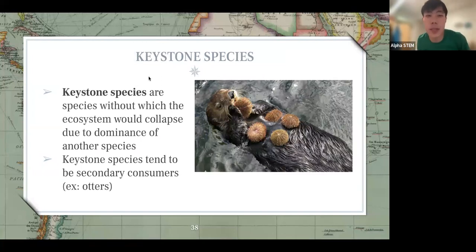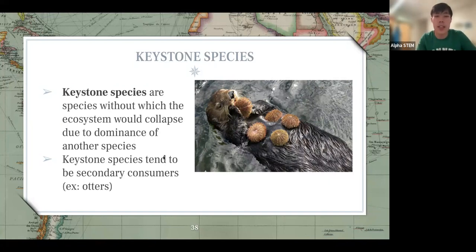Keystone species are species without which the ecosystem would collapse due to the dominance of another species. For example, in the Pacific Northwest kelp forest ecosystem, sea otters are keystone species because they prey on sea urchins, and sea urchins eat kelp. So if there are no sea otters, the sea urchins will grow out of control and eat all of the kelp, and then the whole ecosystem would collapse.